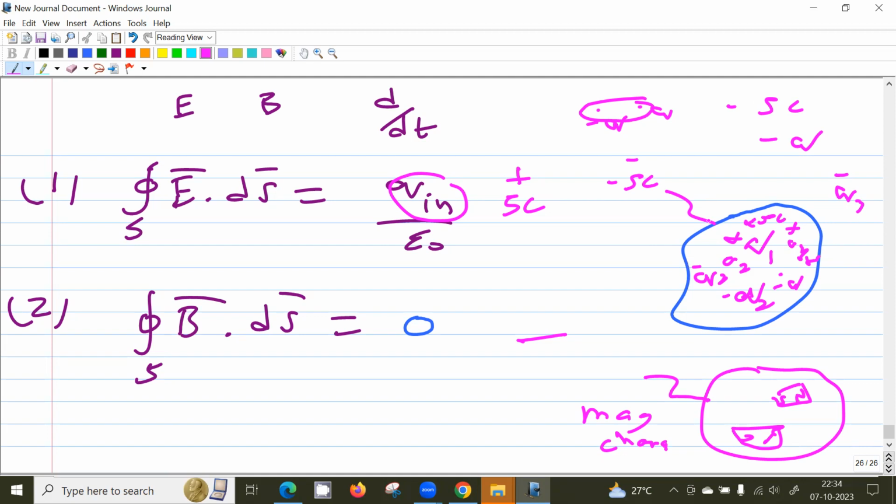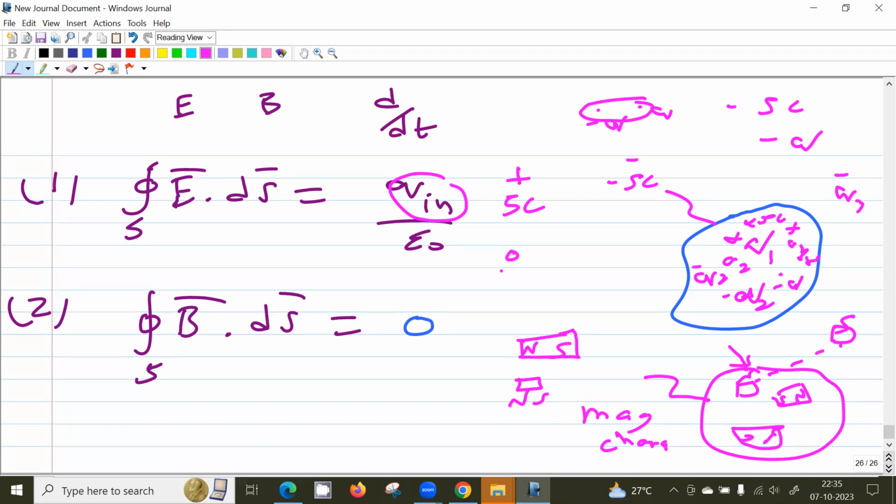Okay, but in case of the magnetic field, I don't have magnetic charge. I only have this combination north and south. If I break this, I'll get a smaller north and south. So if I were able to keep only north here and south outside, then I could say the net magnetic charge present inside is 1 north. This sort of splitting is not allowed in magnetism. I cannot separate north and south pole.